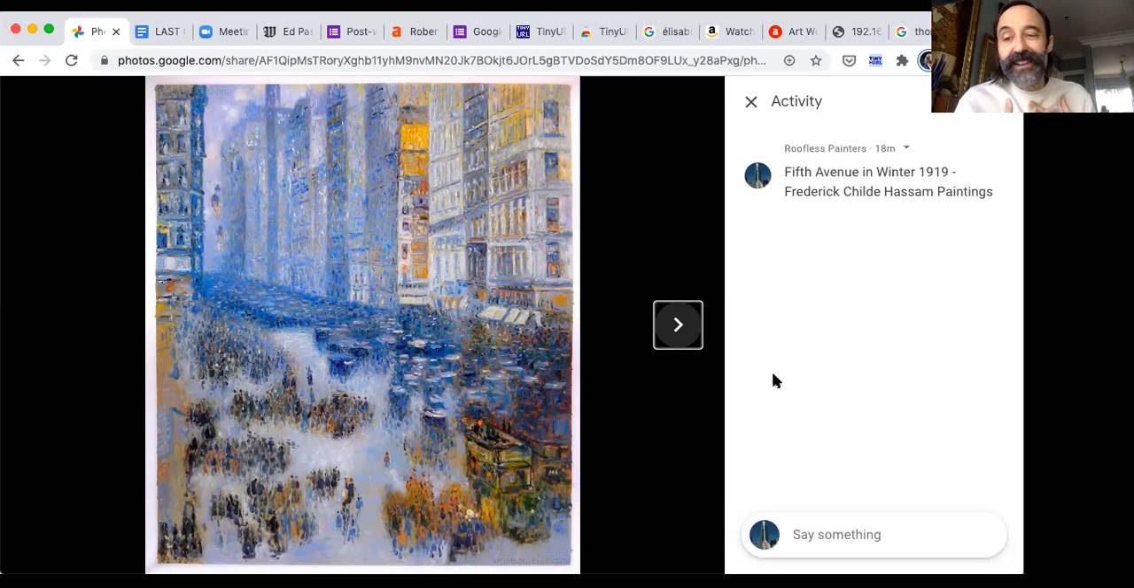But I know that the painting of the American flags, a very famous painting of American flags on a street of New York, has been in the Oval Office for a very long time. So, Fifth Avenue in Winter, 1919. Frederick, this is something I should know, but I don't. Anyhow, a different arrangement or composition.